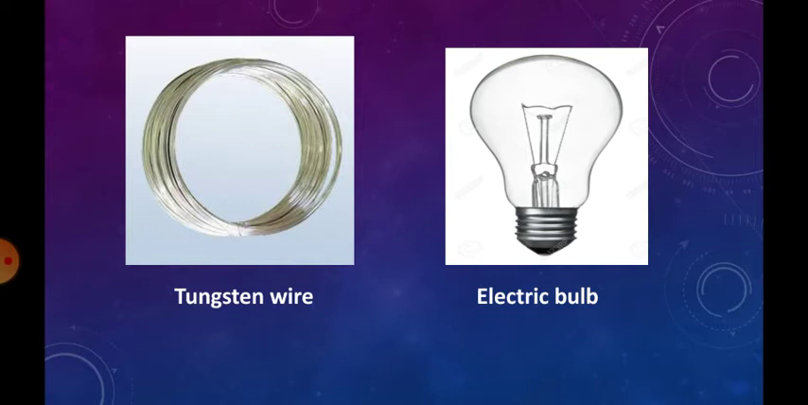So the filament of the electric bulb is made up of the tungsten wire, which has a very high melting point, around 3400 degrees Celsius, and therefore it generates a lot of heat, and due to this heat the electric bulb glows.